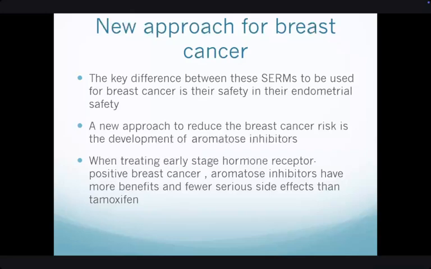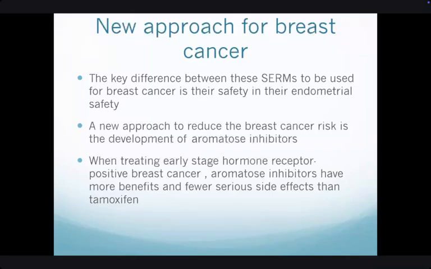Whereas in advanced metastatic estrogen receptor positive breast cancer, anti-estrogens remain the mainstay of treatment, whether used alone or in combination with targeted agents. Endocrine therapies can be used to prolong survival and delay the need for chemotherapy. So the key difference between these agents used for breast cancer is their safety and their endometrial safety. A new approach to reduce breast cancer is the development of aromatase inhibitors.